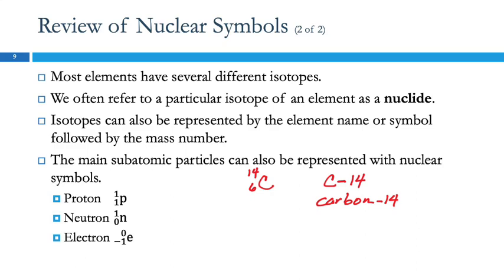When we're talking about those subatomic particles that come out of the nuclei, we can also represent those with nuclear symbols. So here, a proton. These have lowercase letters because they're not elements. So p for proton, n for neutron, e for electron. A proton has a mass number of 1 and contains 1 proton, right? A neutron has a mass of 1 and contains 0 protons. So 1 and 0. And the electron has a mass of 0 and the number of protons of -1. We'll get to that.